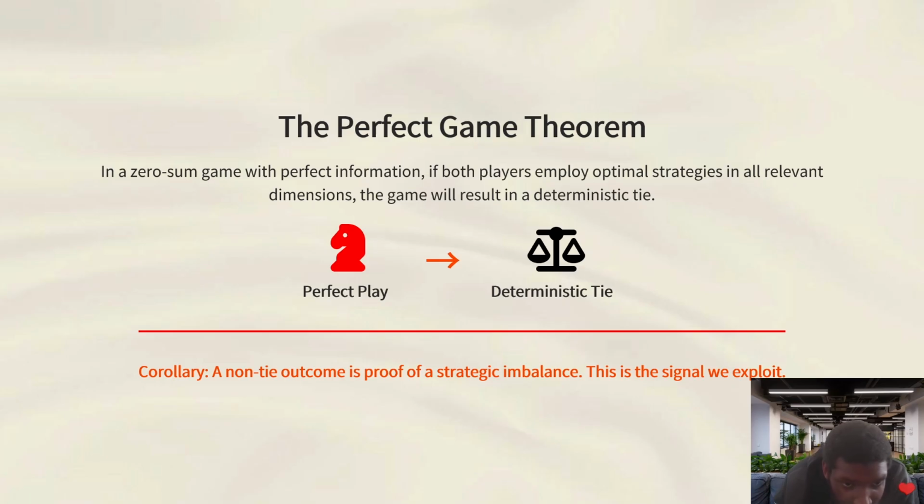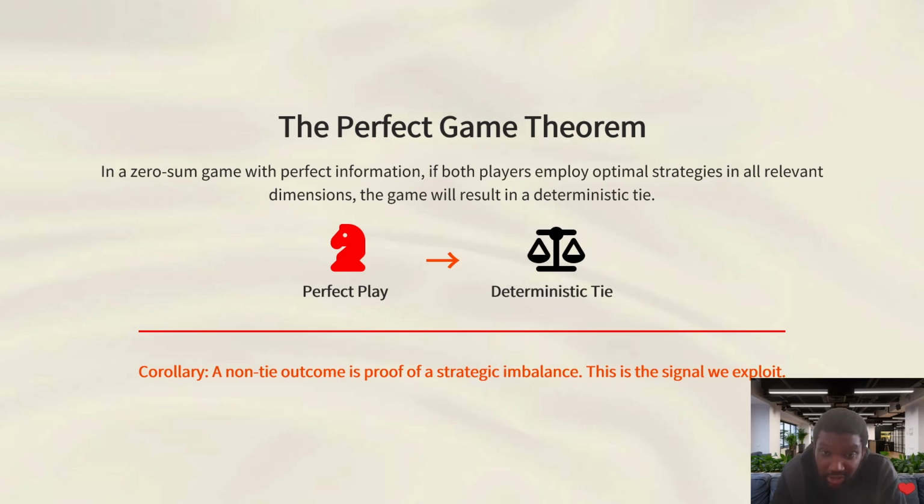A corollary. What's a corollary? A non-tie outcome is proof of strategy imbalance. This is a signal we can exploit. That's a corollary. It's not an axiom. Well, it's an axiom, yes, but it's a starting point for addressing this perfect game problem.